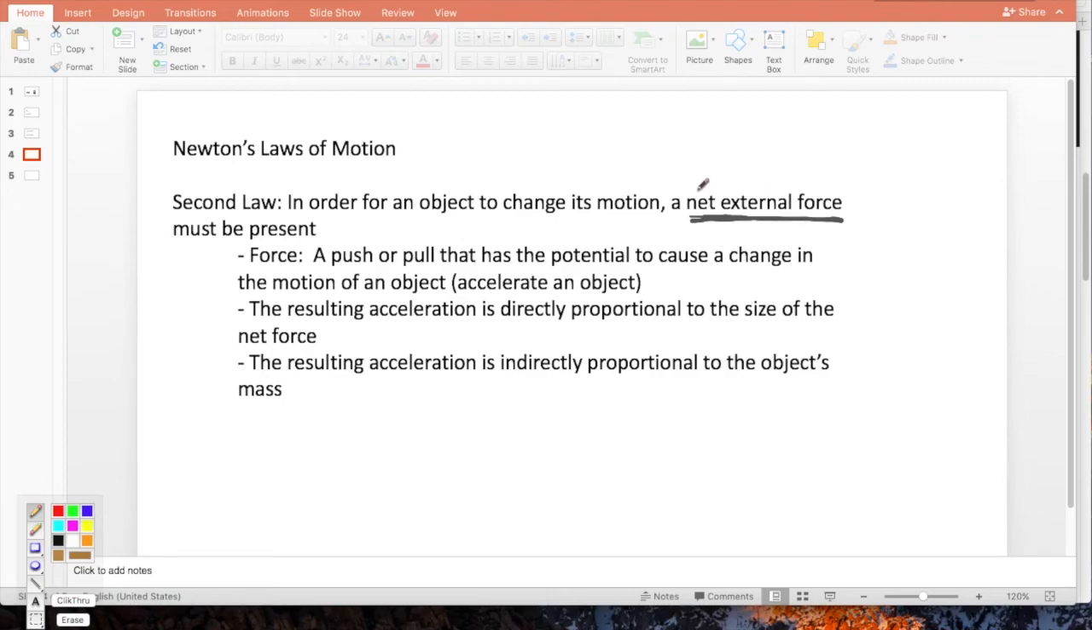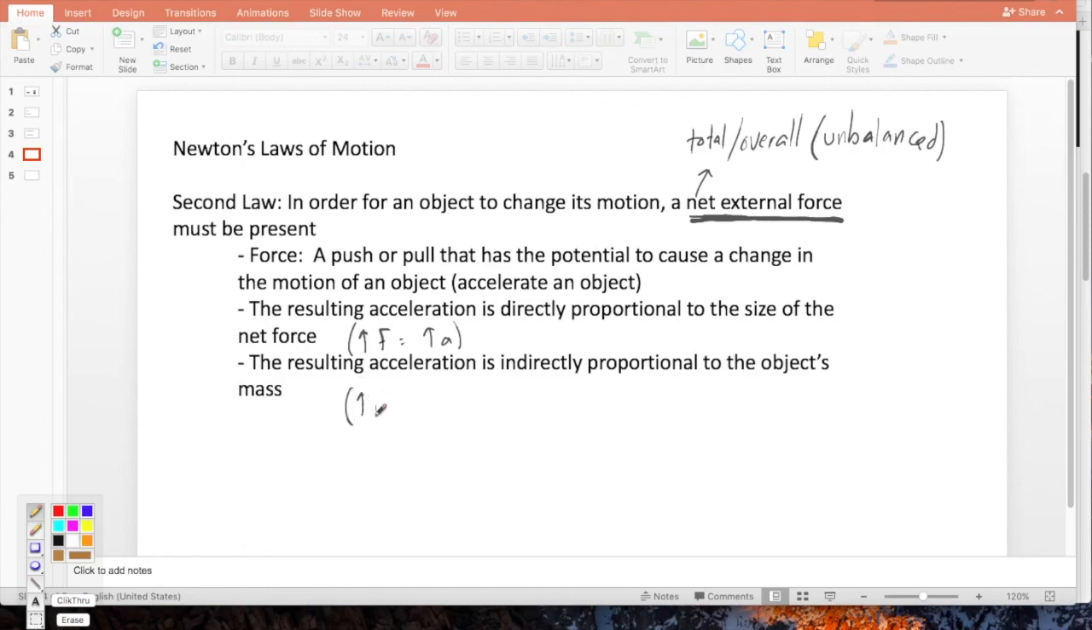And this word net here means total or overall. I'll write that right here. Another way of saying that, which we'll discuss in a minute, is unbalanced. There must be unbalanced forces acting on the object in order for it to change. So, in order to overcome inertia, we need a net external force, a total overall unbalanced push or pull that's coming from the outside. The resulting acceleration, which we've seen in those experiments, is directly proportional to the size of the net force. The resulting acceleration is indirectly proportional to the object's inertia or mass.